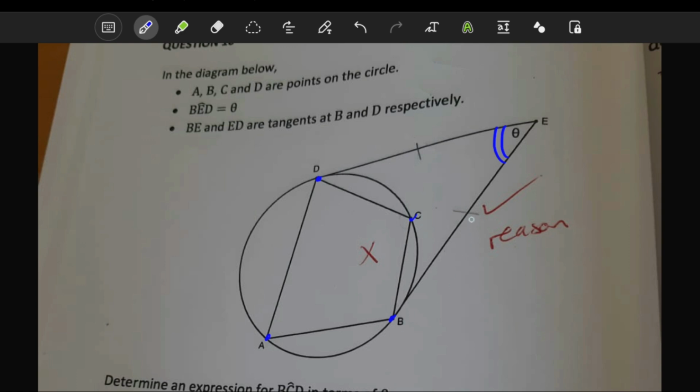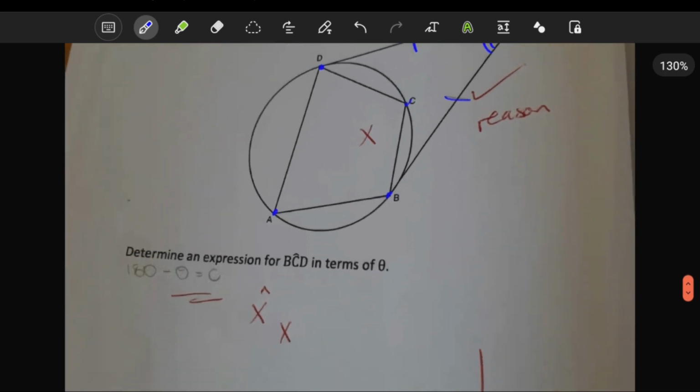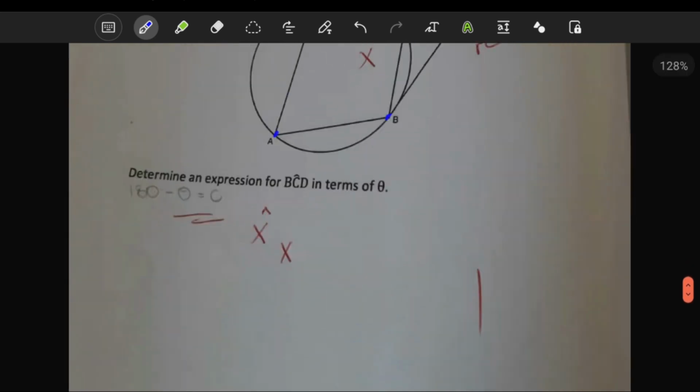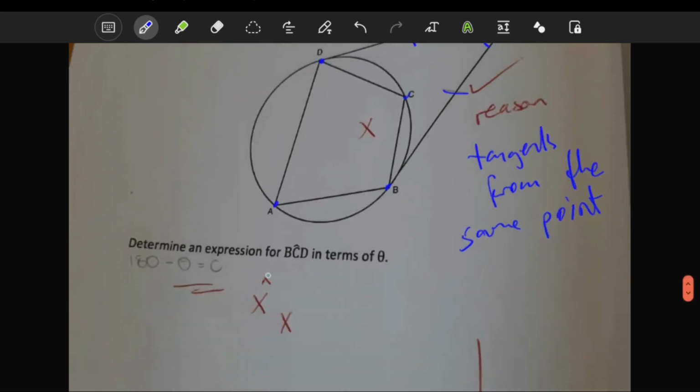EB is equal to ED. And then it says here they are tangents, so meaning they're equal to each other. Tangents from the same point are equal. So if you're going to use that reason, the reason here is tangents from the same point. There we go. And then here, determine an expression for BCD.